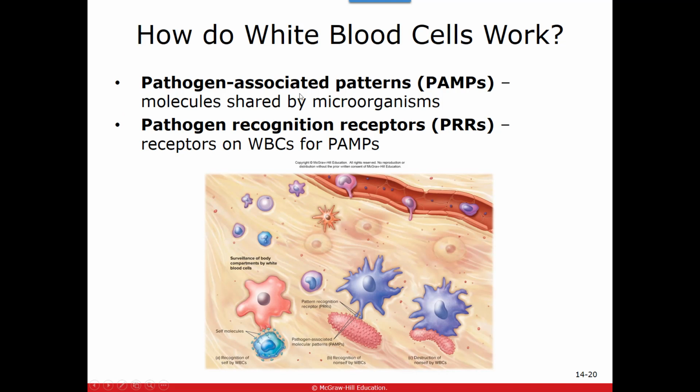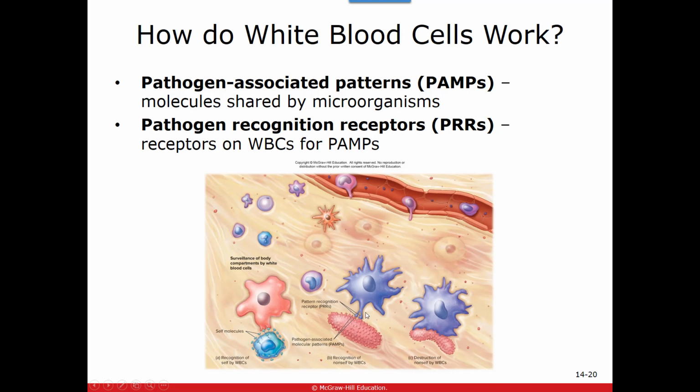These are any molecules that are shared by microorganisms. An example, peptidoglycan found on bacterial cell walls. That's not any kind of molecule, those NAMs and NAGs, that any of our cells have. So that is something very unique shared by a lot of bacteria. And so the white blood cells are constantly, with their receptors, patrolling for those NAMs and NAGs found in peptidoglycan. They can then recognize it and target that for destruction.